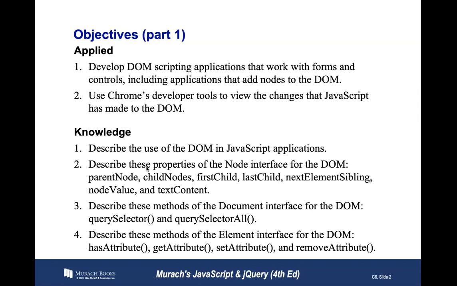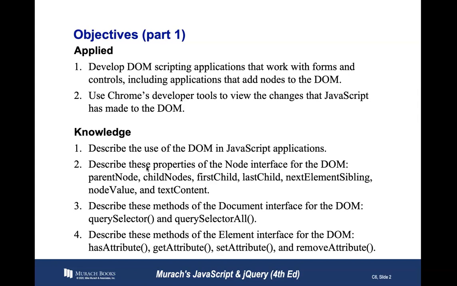They're very, very important. So we'll be using DOM scripting in a couple of applications that will add, change, alter, and show different nodes or elements to the DOM. We're also going to be using Chrome's developer tools to view the changes that JavaScript has made to the DOM. So Chrome developer tools are great. I mean, all the browsers have some developer tools. Chrome's are spectacular for this because you can see what JavaScript is doing and rendering to the DOM. So by the time you leave Chapter 6 here, you should know how to use the DOM in JavaScript applications.